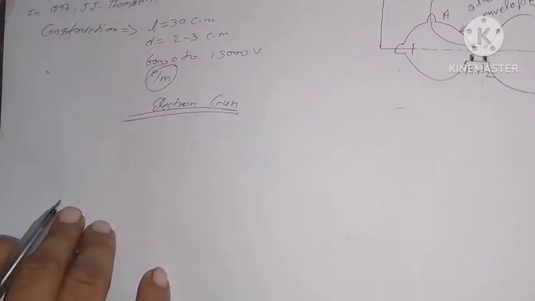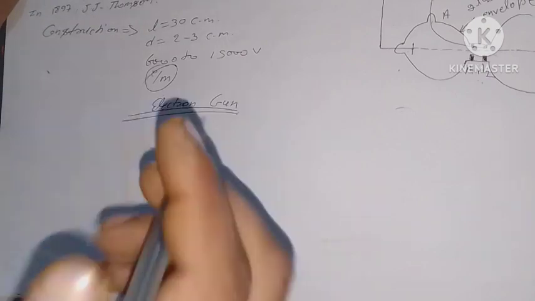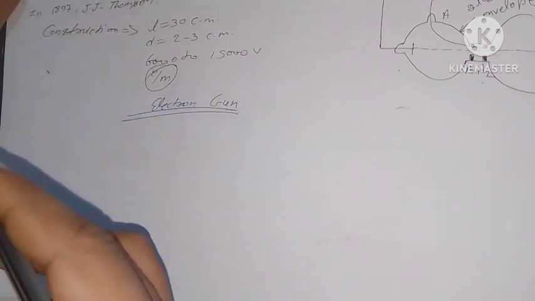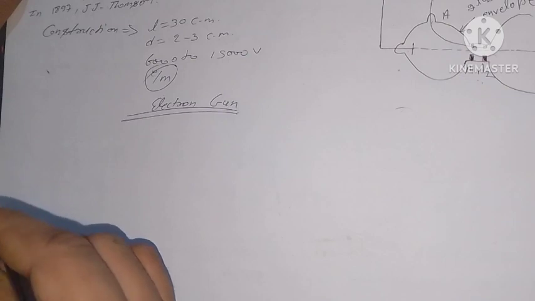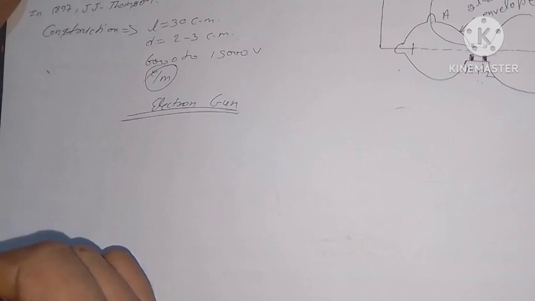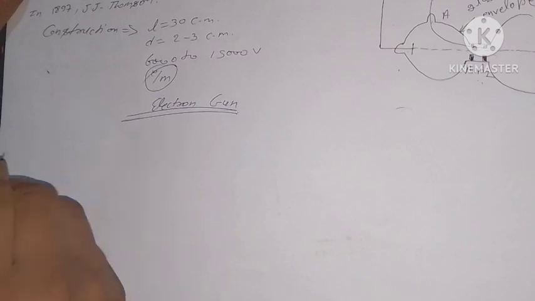Next heading, electron gun. What is an electron gun? An electron gun is a device which produces a narrow beam, also called a pencil beam, of high intensity. It was first designed by V.K. Zworykin in 1933.